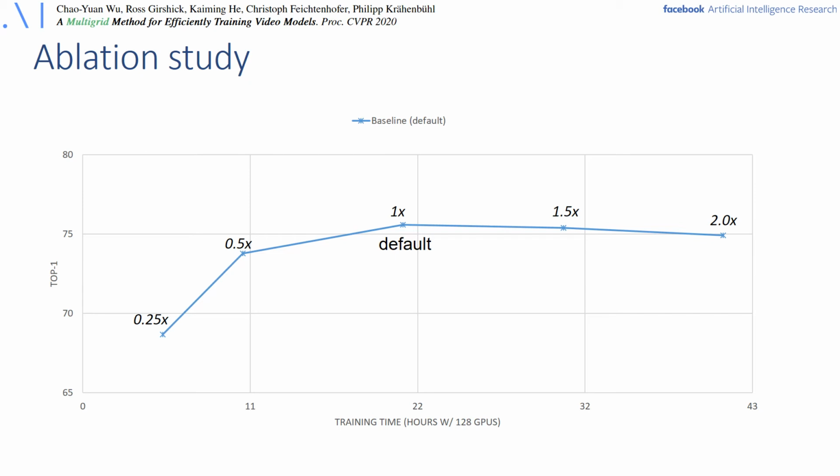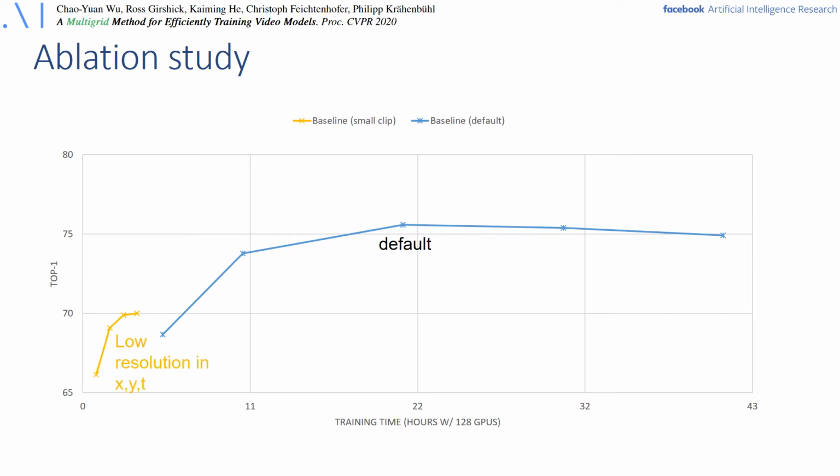This figure shows the accuracy and training time for a fixed batch size. So here you can see the accuracy for training with different numbers of epochs. 1x is the default training duration and schedule, and 0.5 means, for example, on the left of the plot, that we only use 1/4 of the overall training epochs. So we can see that just using a shorter training duration and schedule drops accuracy significantly. And training longer than 1x does not increase accuracy anymore.